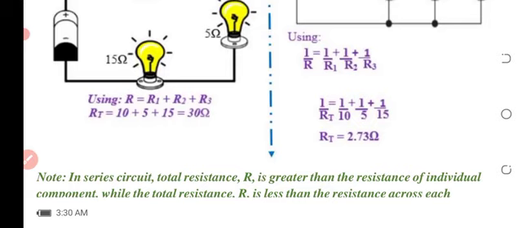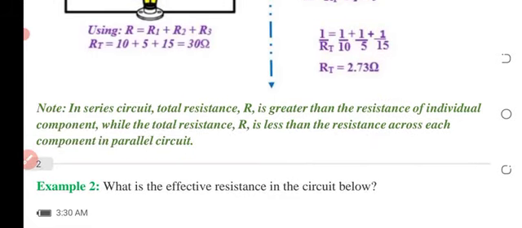Mathematically, we have the value of total resistance to be 2.73, and from these two calculations, we can deduce that in a series circuit, the total or equivalent resistance is always greater than the value of resistance in the individual components, while in a parallel circuit, we have the value of total or equivalent resistance less than or equal to the smallest of the resistances across the components.